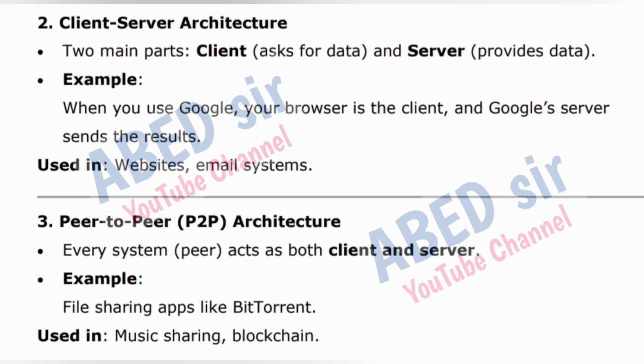2. Client-server architecture. Two main parts: client asks for data and server provides data. Example: when you use Google, your browser is the client and Google's server sends the results. Used in websites, email systems. 3. Peer-to-peer, P2P architecture. Every system, peer, acts as both client and server. Example: file sharing apps like BitTorrent. Used in music sharing, blockchain.